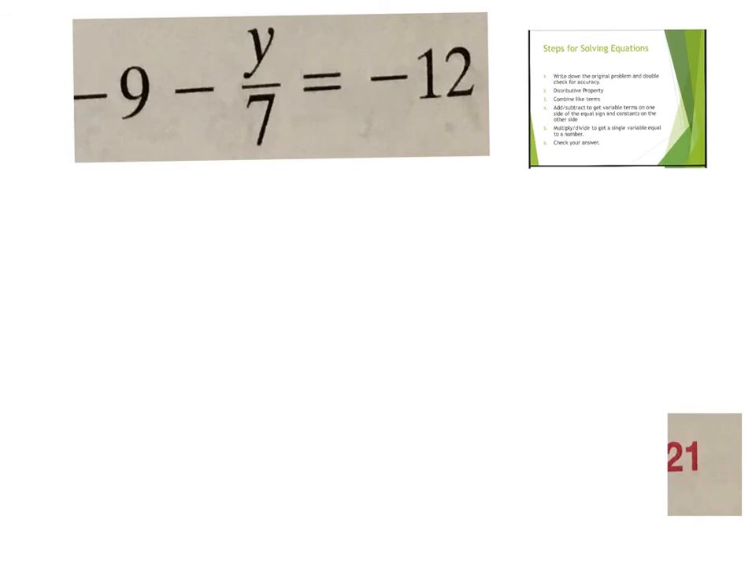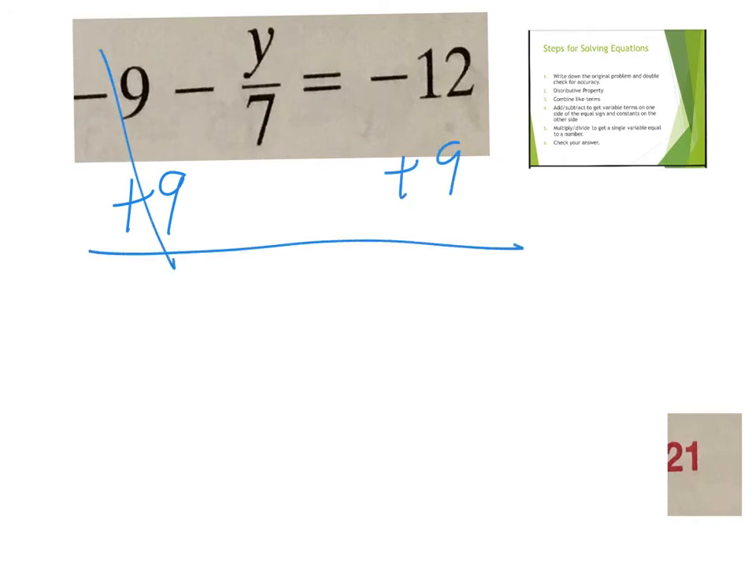This one has a little more fun going on. Look in front of that 9. There's a negative sign, so I'm going to have to add to get rid of it. So add 9 to both sides. This goes away, so don't lose the negative sign here. So -1y divided by 7 equals -3, right? Because -12 plus 9 is -3. There's nothing else to add or subtract. You don't add the y.